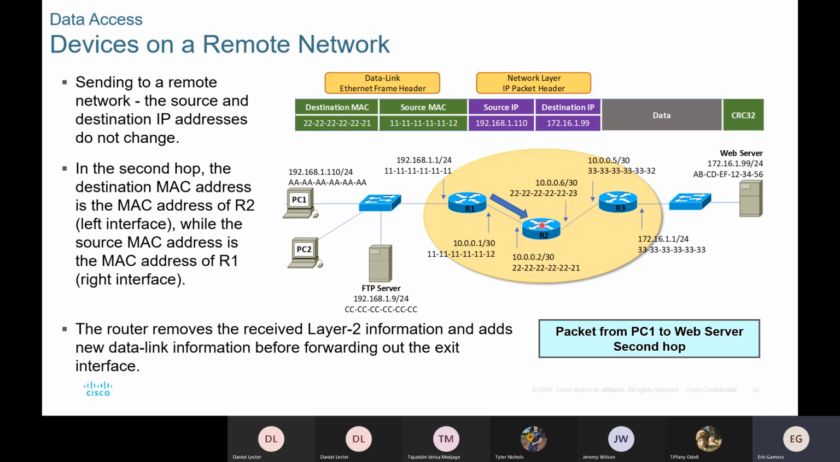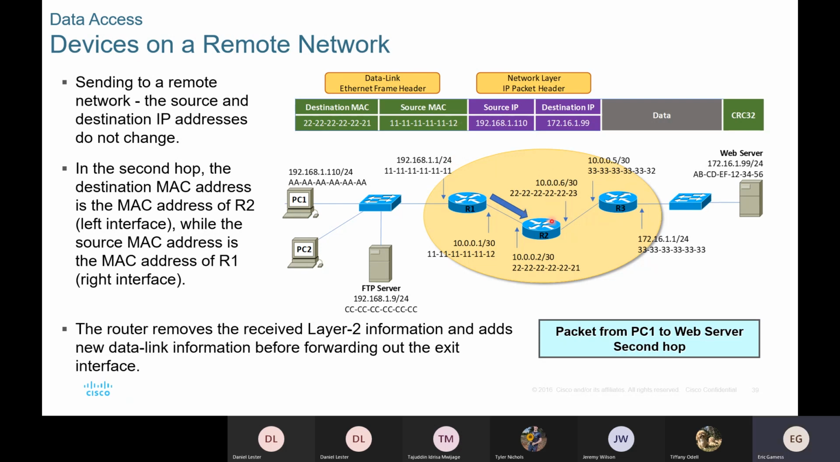Now, in layer 2, remember that the MAC addresses are local to the link where we are. So the destination MAC address will be the MAC address of R2 in this interface, which is 22.22.22.22.22.21, as you can see here also. And the source MAC address will be the MAC address of R1 in this interface, because it's going to exit this interface. So it's going to use this MAC address as the source MAC address, which is 11.11.11.11.11.12, as you can see here.